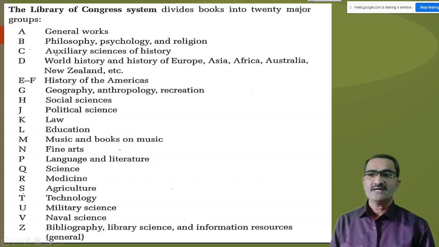B part actually covers the books on philosophy, psychology and religion. So those books will be placed in B section. Means those libraries which are following this Library of Congress system. Okay. Then third section, auxiliary sciences of history. Then world history and history of Europe, Asia, Africa, Australia, New Zealand, etc. Means world history is covered in this D section. Then history of the Americas, that is covered in E and F section.